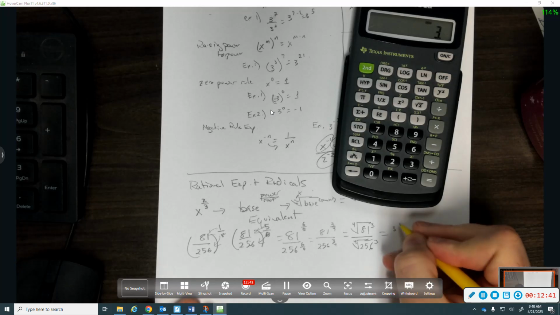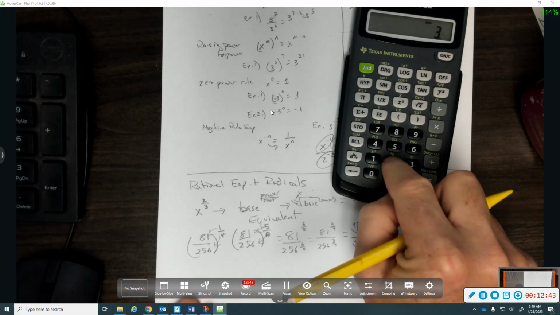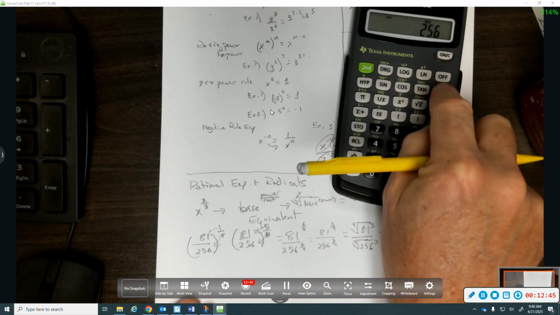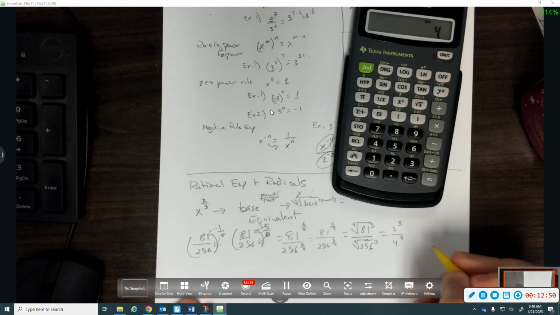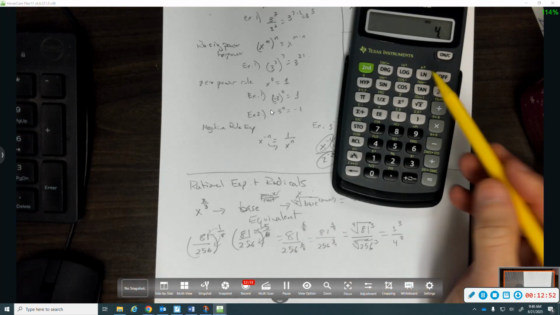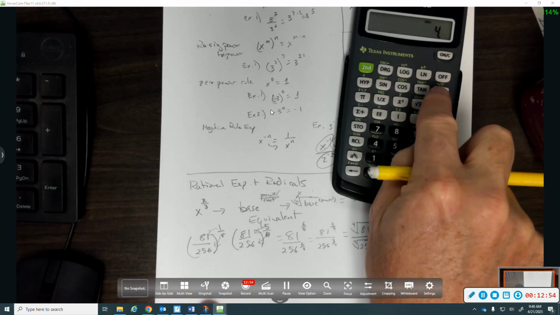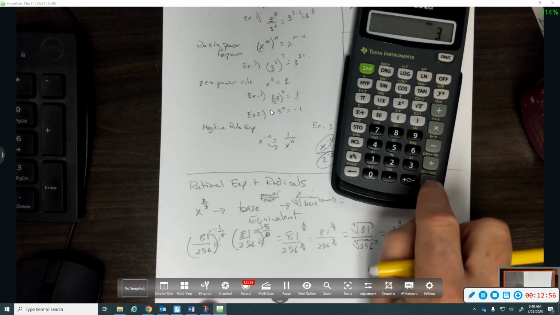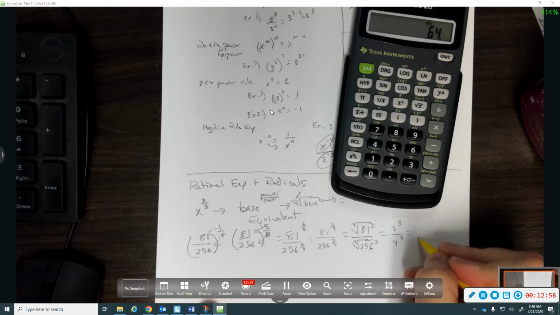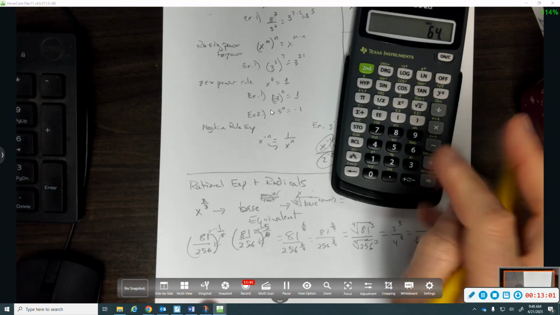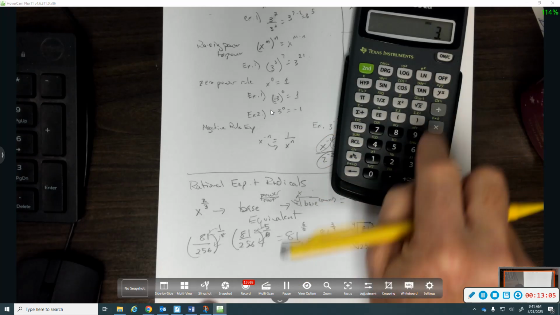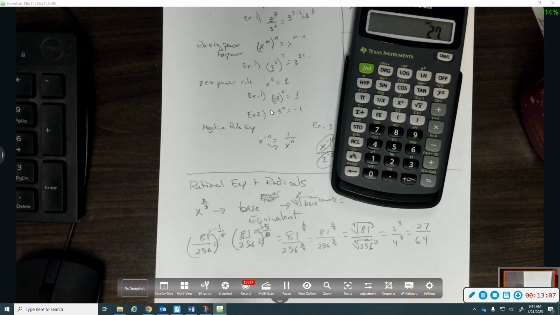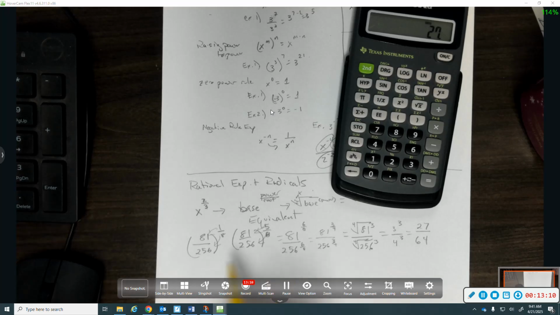So this is now 3 to the 3rd power, and I can do the same thing for 256. I know the 4th root of 256 is 4, and then I raise it to the 3rd power. And to raise to the 3rd power, you do not hit the second function, you just hit YX, and you hit the exponent you look for. And so 4 to the 3rd power is 64, and 3 to the 3rd power is just 27, and you can verify that by hitting 3 to the 3rd power, and it's 27. So that is rational exponents and radicals.